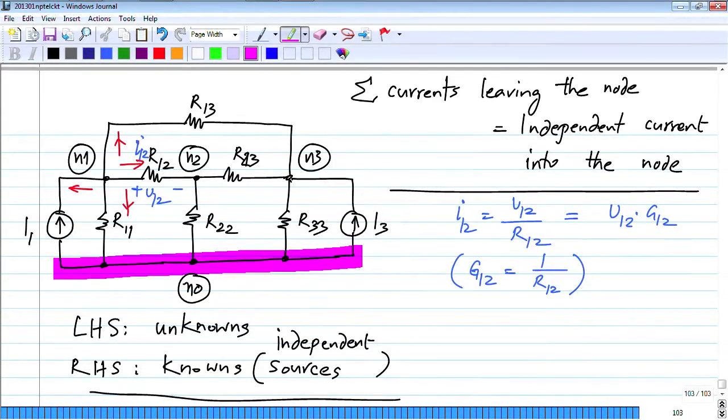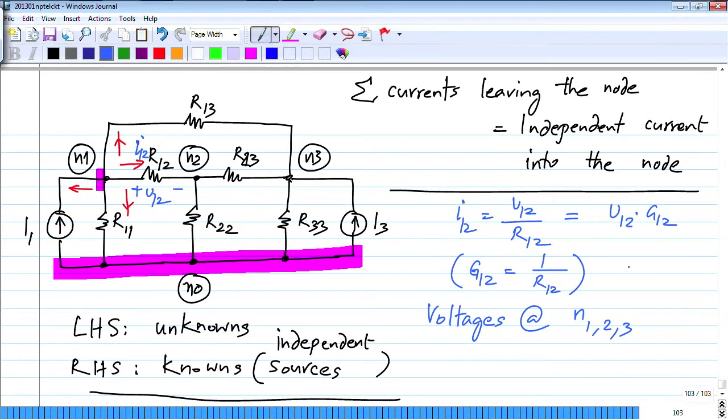Okay. And finally, what is this V12? It's the voltage across the resistor, or the voltage at node 1 minus the voltage at node 2. Okay. So I have to use these voltages. So what I will do is, I will use the voltages at N1, 2 and 3. Now again, while choosing voltages, there are many ways of doing it. I could choose the voltage across R12 as the variable, across R23 as the variable, and so on.